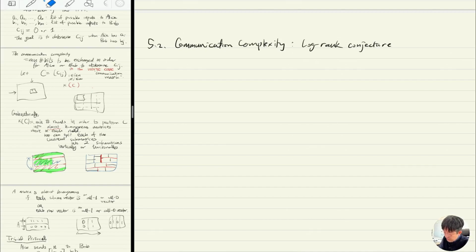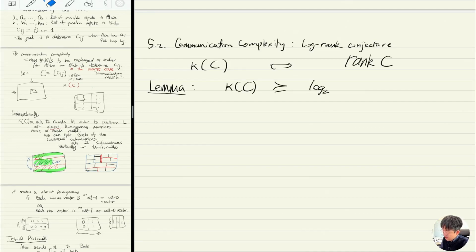So now we're going to talk about the relation between kappa of C, the communication complexity of the problem defined by this communication matrix C, and the rank of C. Here's an easy lower bound: kappa of C is at least log of rank of C. Why? It should be very easy.